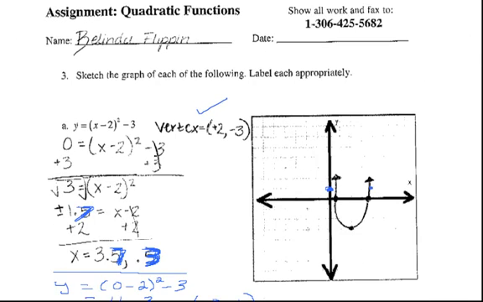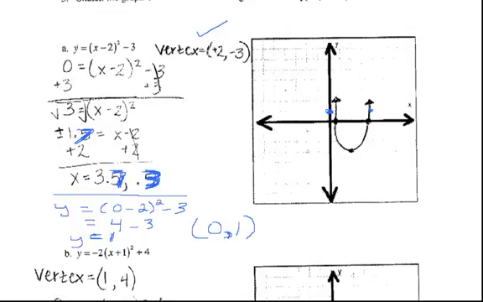Let's look at question number 3. In question number 3, you knew that your vertex was 2, negative 3, which is right here. Perfect. And you found out what your x-intercepts were. You made one little mistake, and that is when you took the square root of 3, you didn't take the square root of 3, you actually divided by 2, and you got 1.5 here. So you had 3.5 and 0.5. But the square root of 3 is actually 1.73 something something.